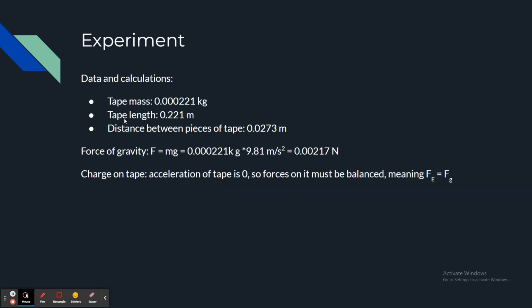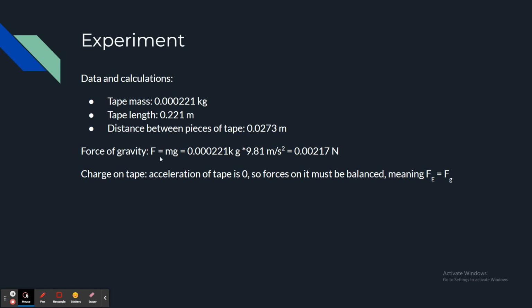So the data and calculations for the experiment: the tape mass was 0.000221 kilograms, the tape length was 0.221 meters, and the distance between pieces of tape is 0.0273 meters.